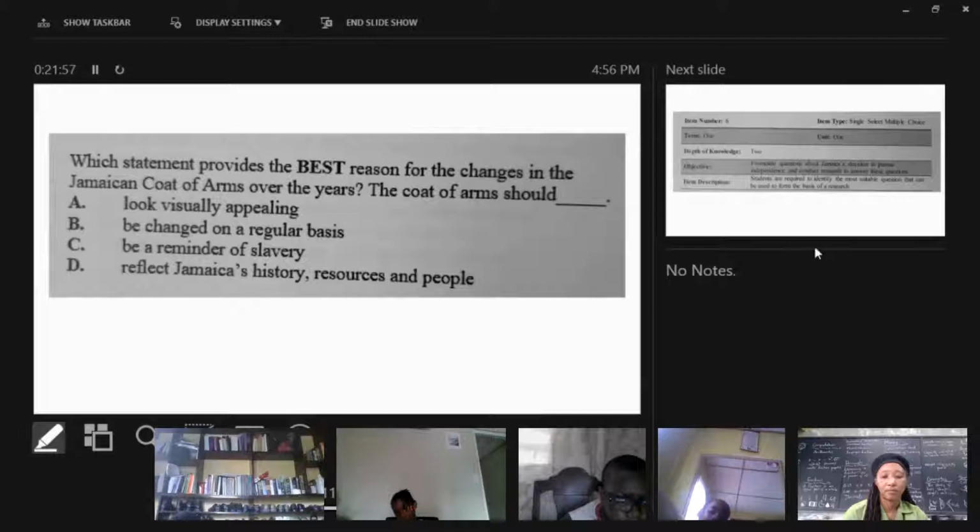Miss, I would say D. Reflect Jamaica's history, resources, and people. All right, that is correct. So the coat of arms should reflect who we are as a people, right? It should have symbols that tell something about our history, our culture. All right, so D is correct for item 5.